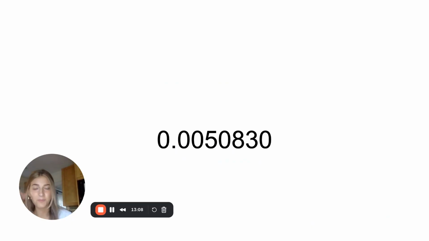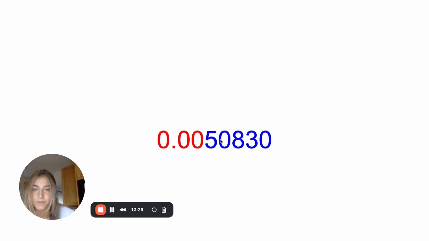Give you some time, you can pause it. 3, 2, 1. Okay, the first 3 zeros, again, are leading zeros. They are not significant. But the rest of the number is significant, these 5, 8, 3, always significant.